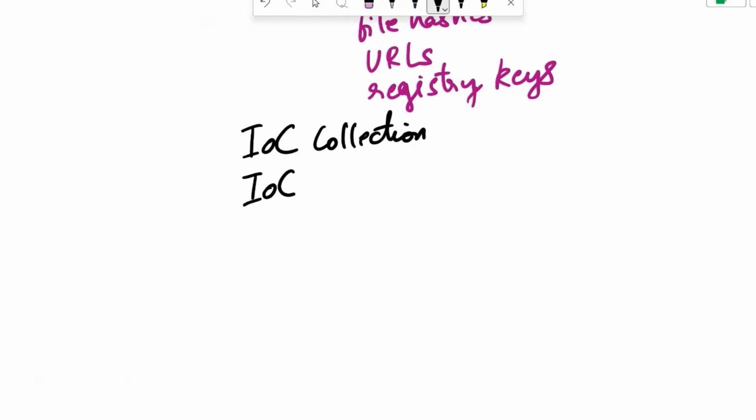Next one is IOC storage. SIMs store IOCs in a structured format within their database. This allows for efficient querying, correlation, and analysis against the incoming security event data.